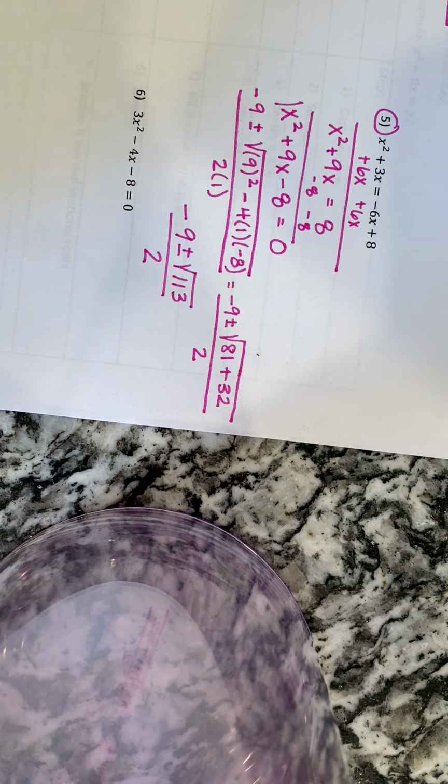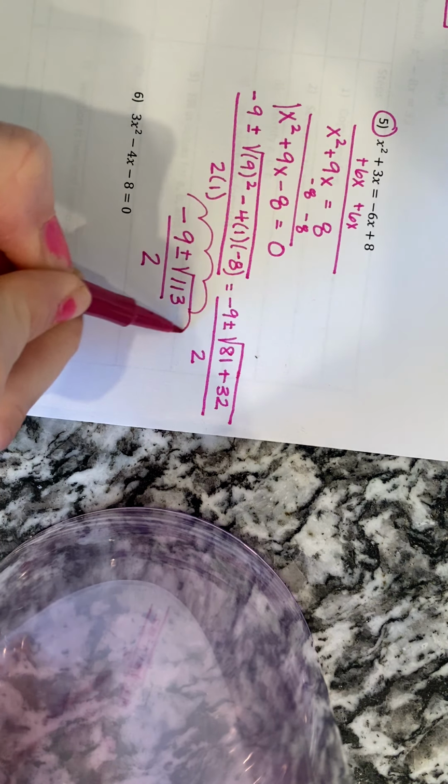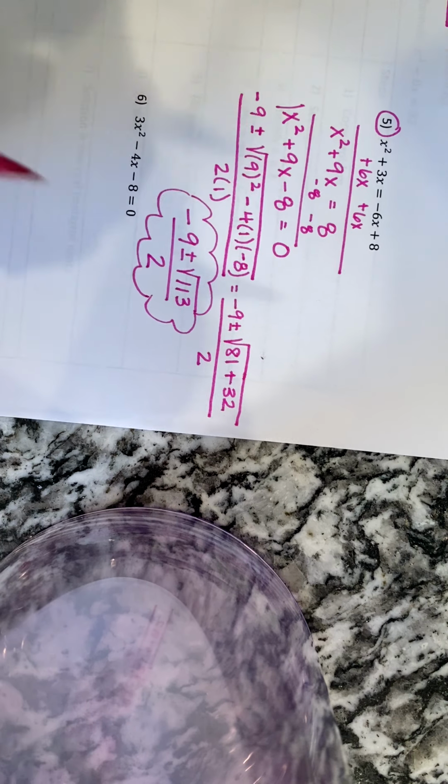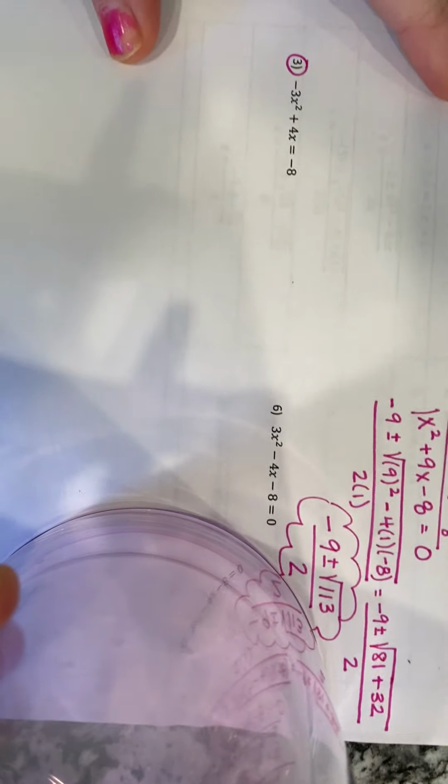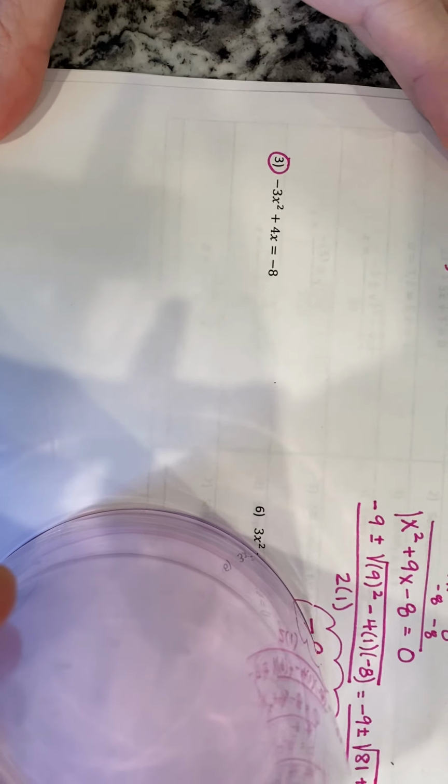This one actually is done. You cannot do any more. You cannot simplify it. You cannot clean it up. So that right there is your final answer. We are going to do what is technically number 3 together, and then I'll help you set up number 6.